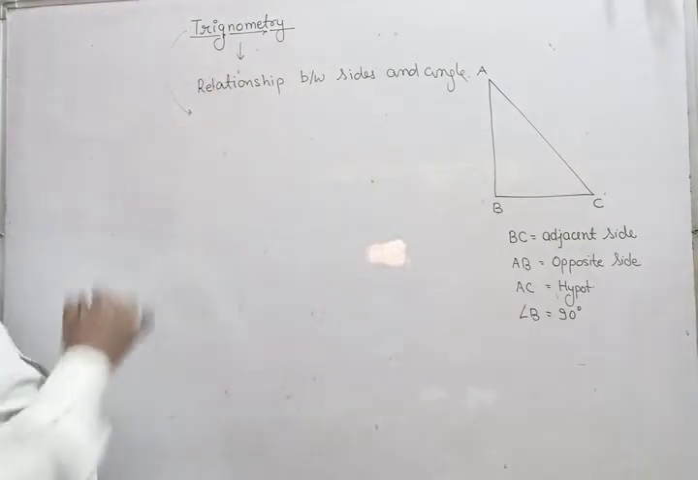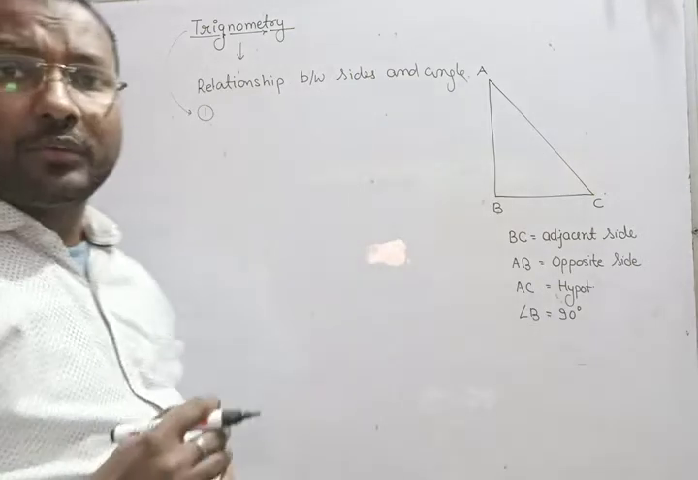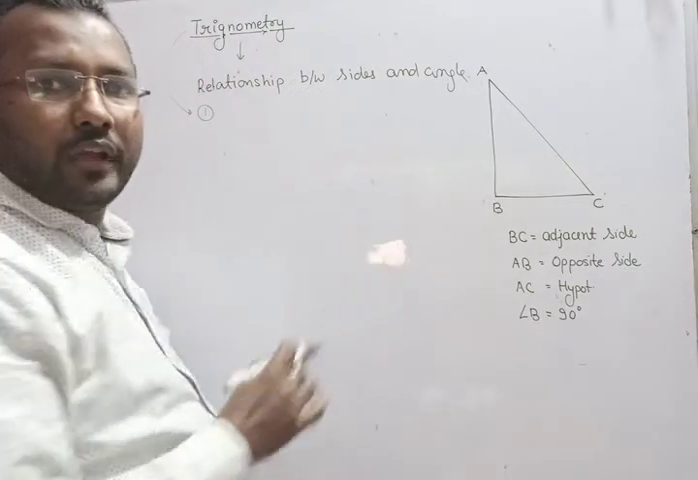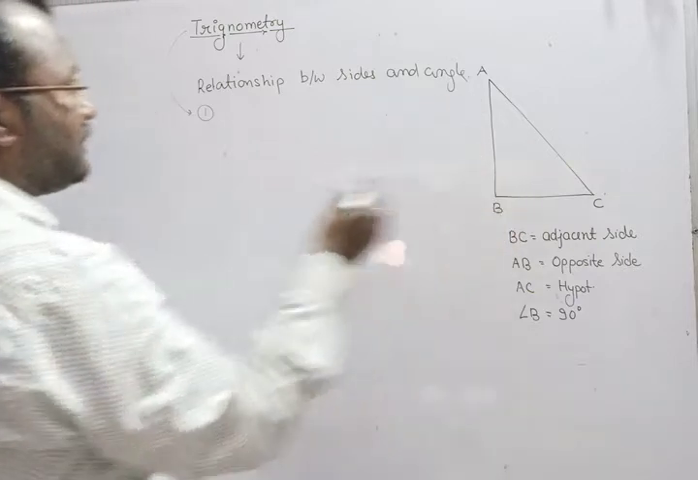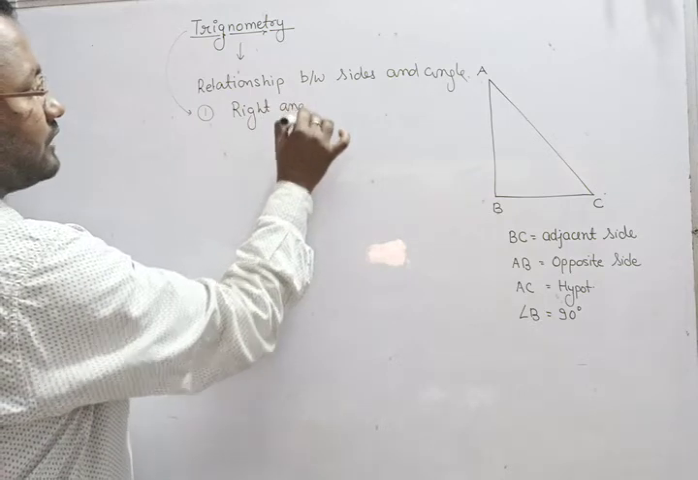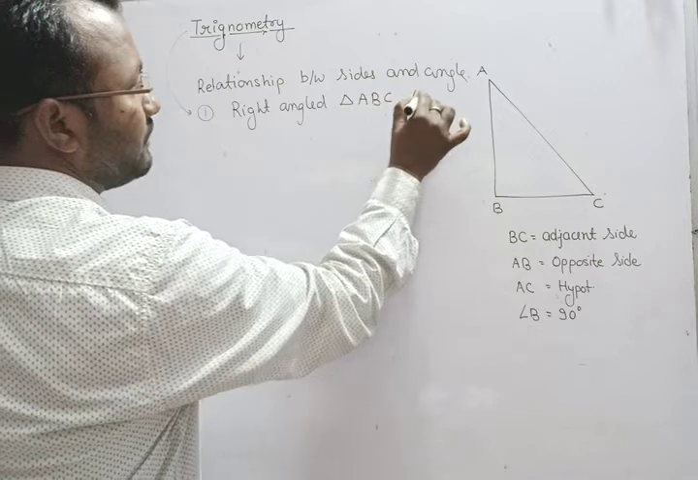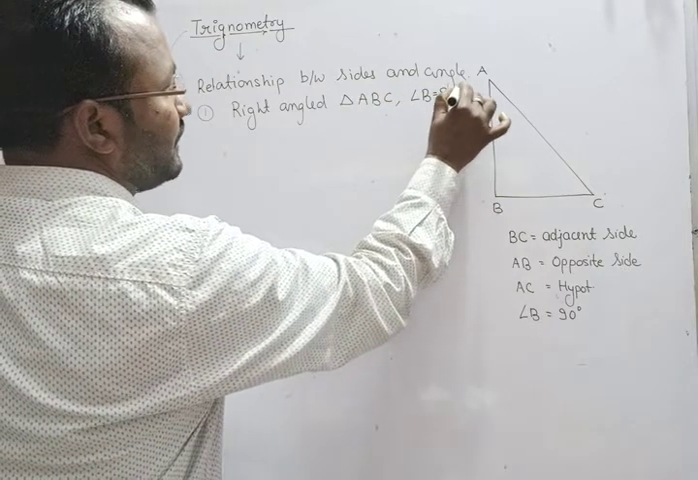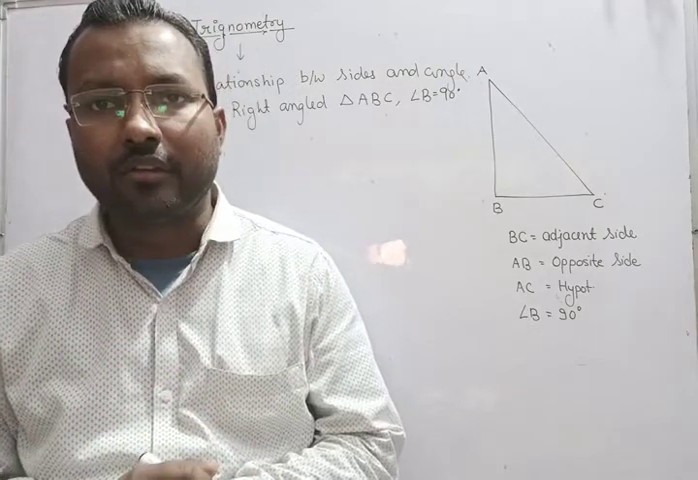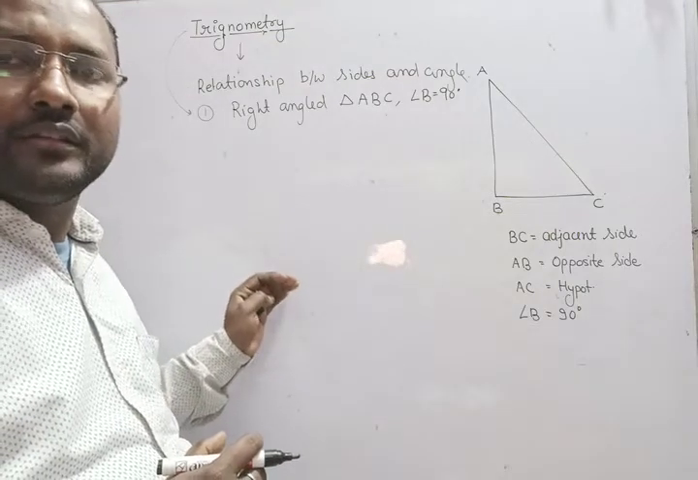What we have to know about this trigonometry is that first we apply the trigonometrical identities that we have on a right angle triangle. So suppose we have a right angle triangle ABC, where angle B is 90 degrees, right? So we have basically six trigonometrical identities, that are called sine, cos, tan, right?